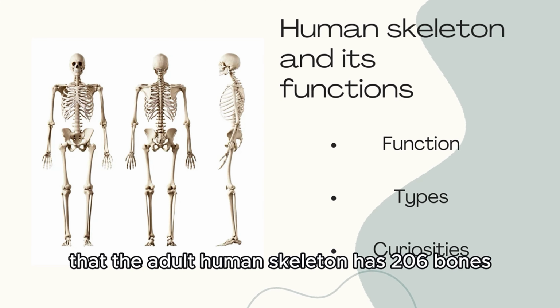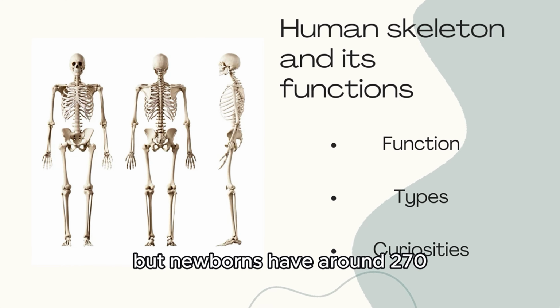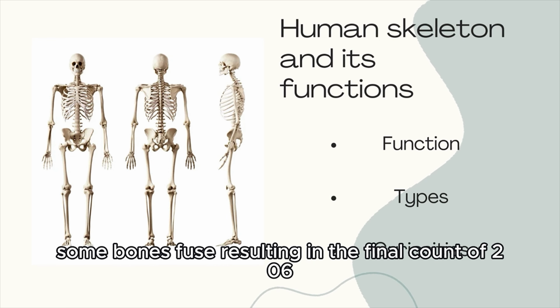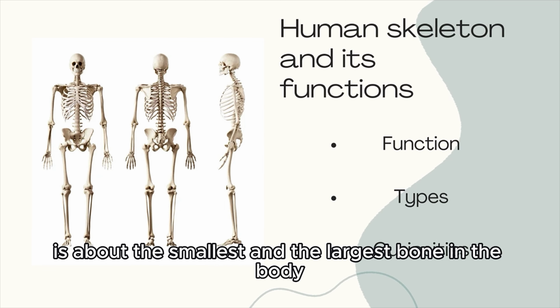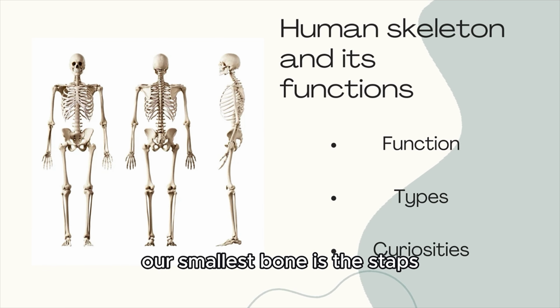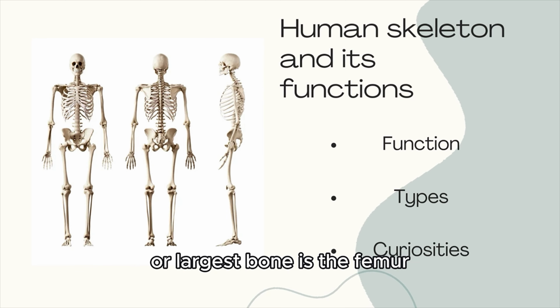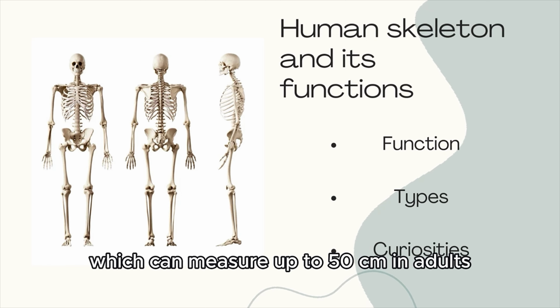The first one is that the adult human skeleton has 206 bones, but newborns have around 270. This happens because, as we grow, some bones fuse, resulting in the final count of 206. Another interesting fact about bones is about the smallest and the largest bone in the body. Our smallest bone is the stapes, located in the middle ear and measuring about 3 mm, while our largest bone is the femur, which can measure up to 50 centimeters in adults.